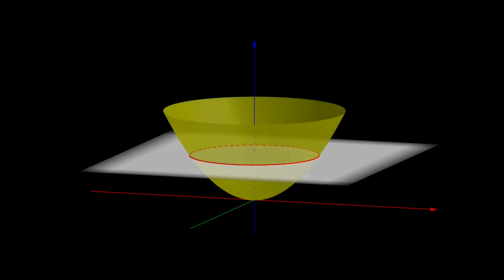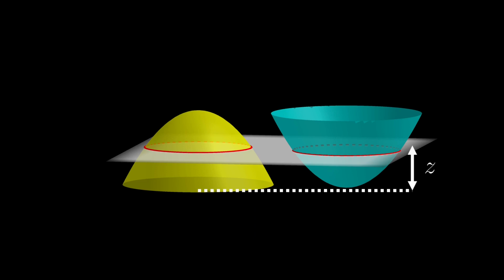If we flip the paraboloid upside down and take the cross-section at height z again, then this time the area of the cross-section is simply pi times z, because the distance to the tip of the paraboloid is now z. So if we take a cross-section at height z for both solids, the cross-section on the left has area pi times 1 minus z, and that on the right has area pi times z. So if we add them together, we would get pi, which doesn't depend on z.